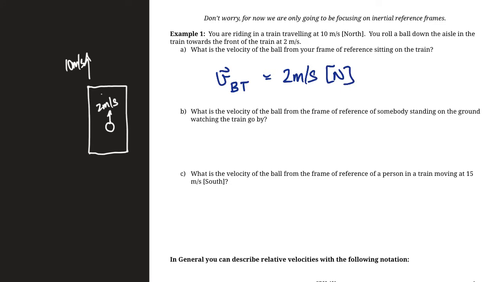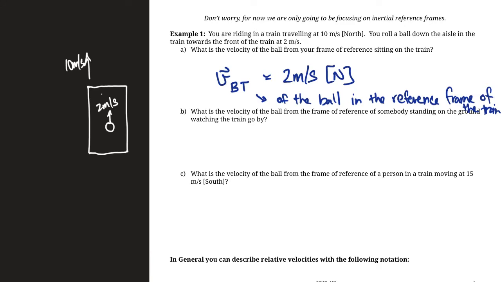Now again, what that BT means is the velocity of the ball from the perspective, or in the reference frame, of the train. Okay? So if the reference frame is the train, the ball is moving at 2 meters per second north.